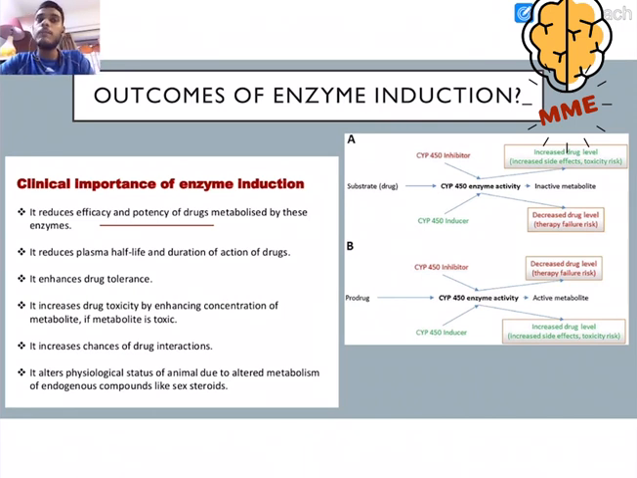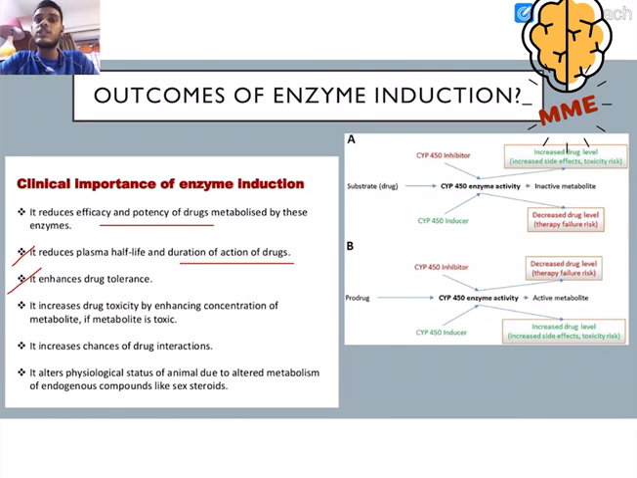What more will come down? The plasma half-life will obviously come down, and the duration of action, because the drug is being metabolized faster. Drug tolerance will increase. That means you will require more doses of the drug if you want to bring about the desired therapeutic response in the patient, right?